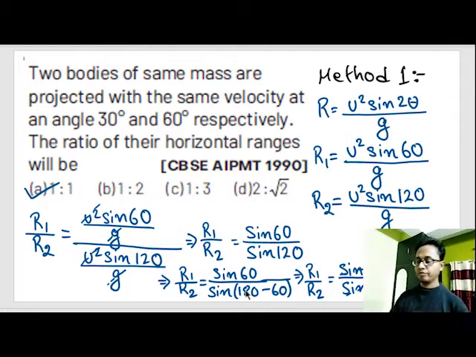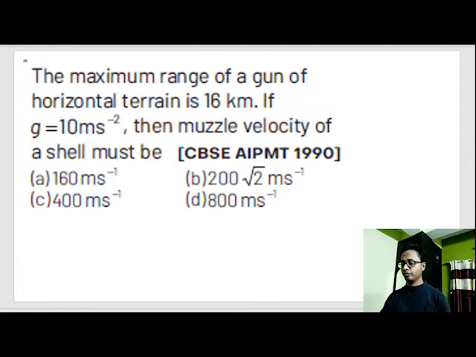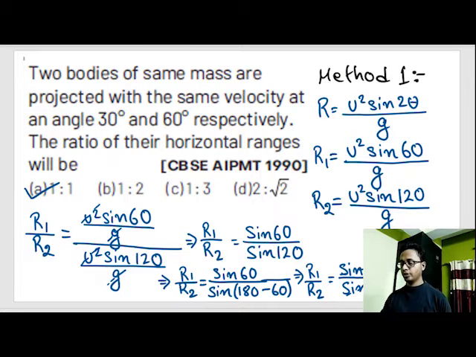Now let's do method number 2. This one was the first method where we found the range using the traditional formula, R1 equals u square sine 2 theta by g, that is u square sine 60 by g, and R2 equals u square sine 2 into 60 by g.